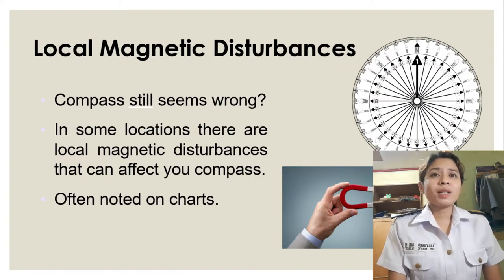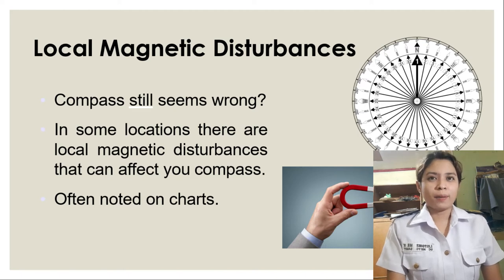Next is the local magnetic disturbance. When you find out that there is something wrong with your compass, in some locations there are local magnetic disturbances that can affect your compass, and these are often recorded or noted on the charts, so always remember that.